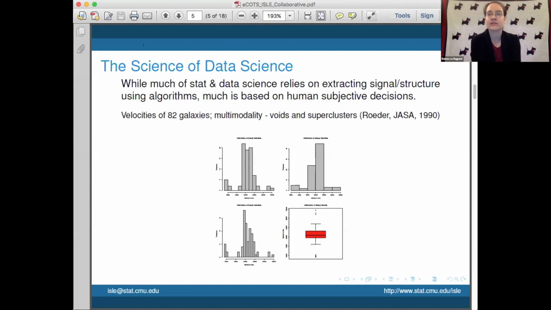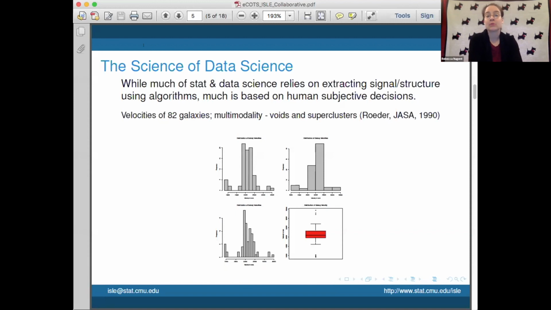This is a one-dimensional graph of the velocities of 82 galaxies. This is a very famous data set, just 1D, simple to look at. And the idea is, if we see multiple groups in this data set, then that tells us something about the presence of voids and superclusters. Here's the tricky thing. In the upper left, I have a histogram where the number of bins that I chose gave me about 3 modes or 3 groups.